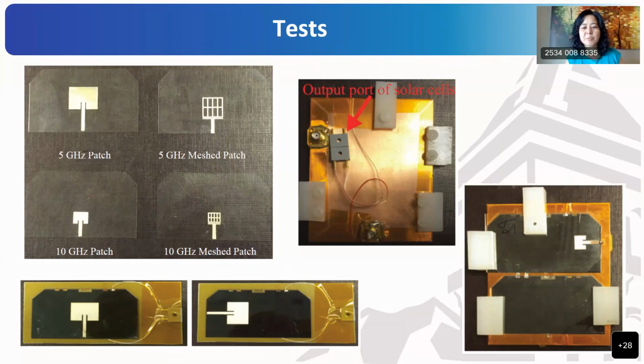These are the experimental setup that we used to measure the solar cell functionality as well as our antenna functionality. So we put the meshed antenna and unmeshed antenna on top of a functional space certified solar panel and did all the measurements on the antenna's gain. So let's move to the next page.